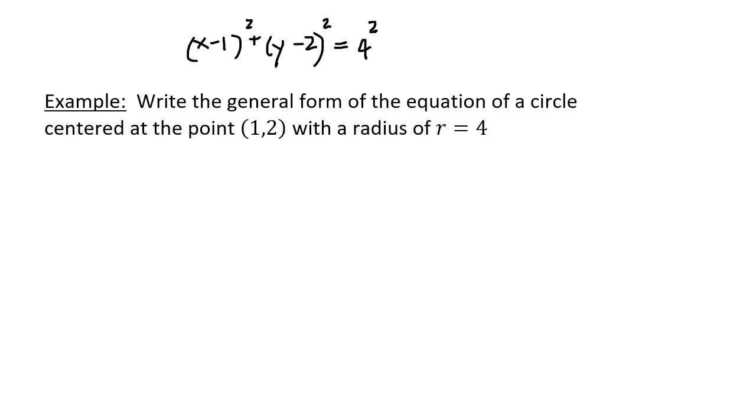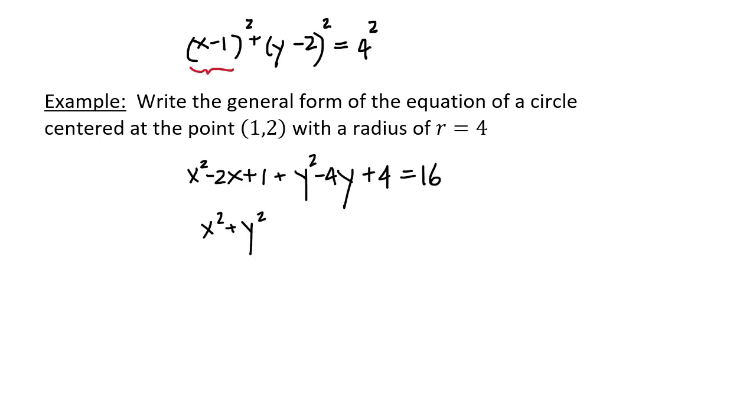The next example asks us to write the general form of the equation of that same circle. So I'm going to multiply out. I have x squared minus 2x plus 1, that's this term right here, plus y squared minus 4y plus 4 equals 16. So that gives me x squared plus y squared minus 2x minus 4y. I'm going to have a plus 5 minus 16, so that's negative 11 equals 0.